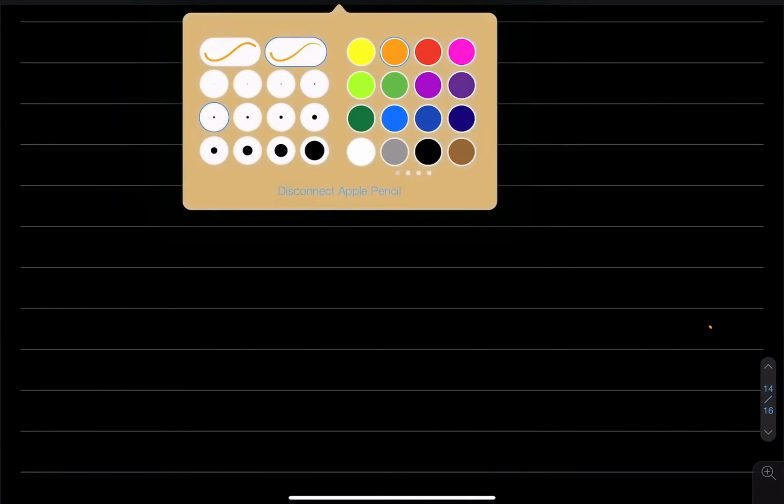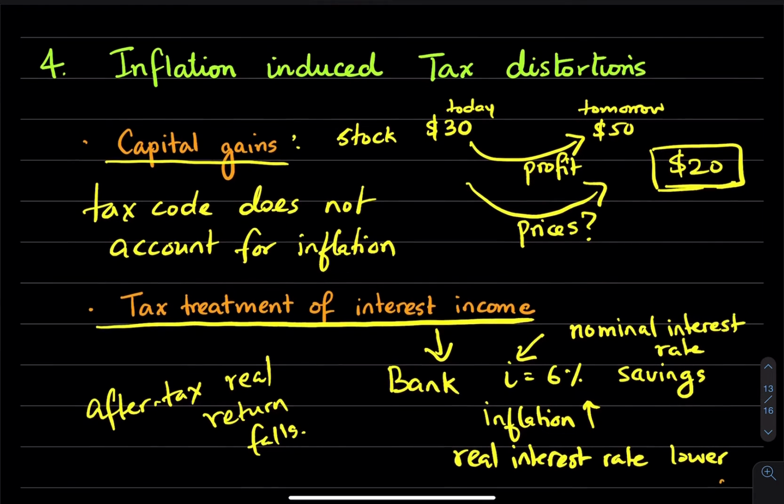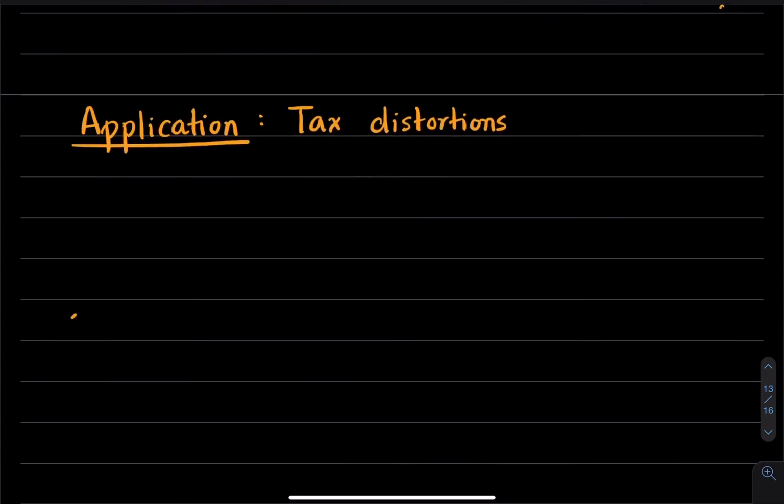We'll take a look at that. But we can also talk about a fourth type of cost. So this was inflation-induced tax distortions. We can also talk about a fourth type of cost, which is related to confusion and inconvenience.